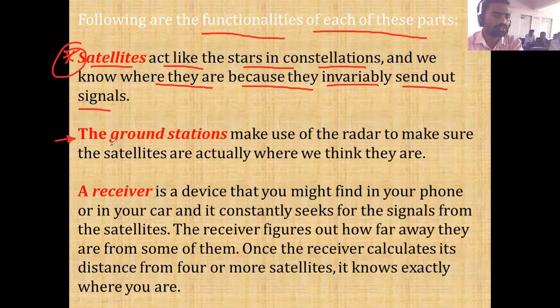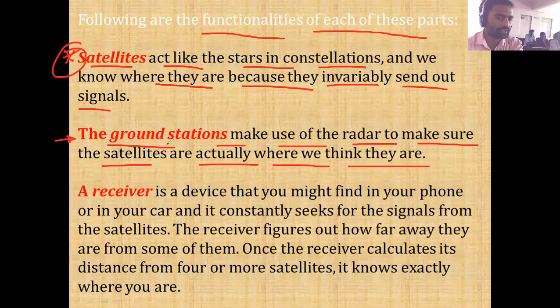Then the second one is ground stations. They make use of radar to make sure the satellites are actually where we think they are. By looking at the figure you can judge: satellites are in space, and whatever signals you are sending, those are the ground stations.